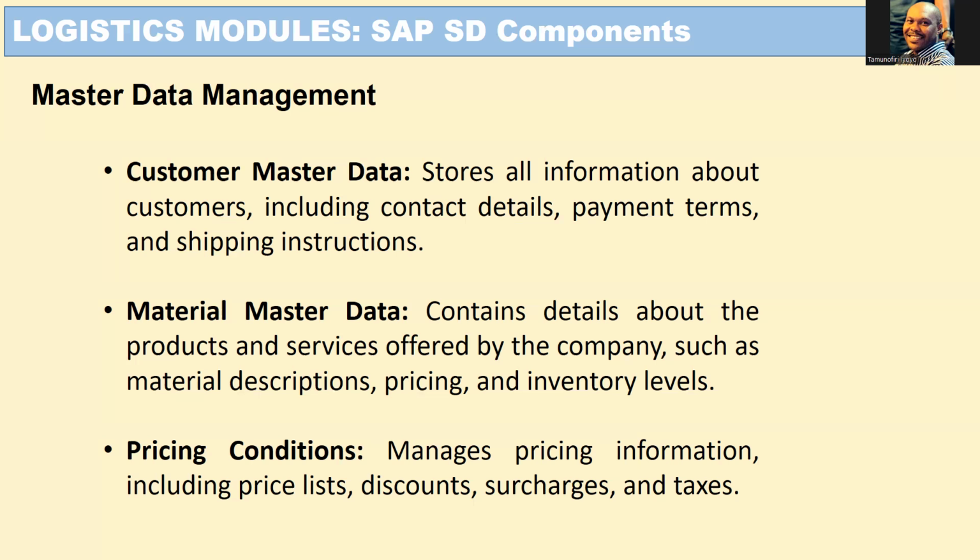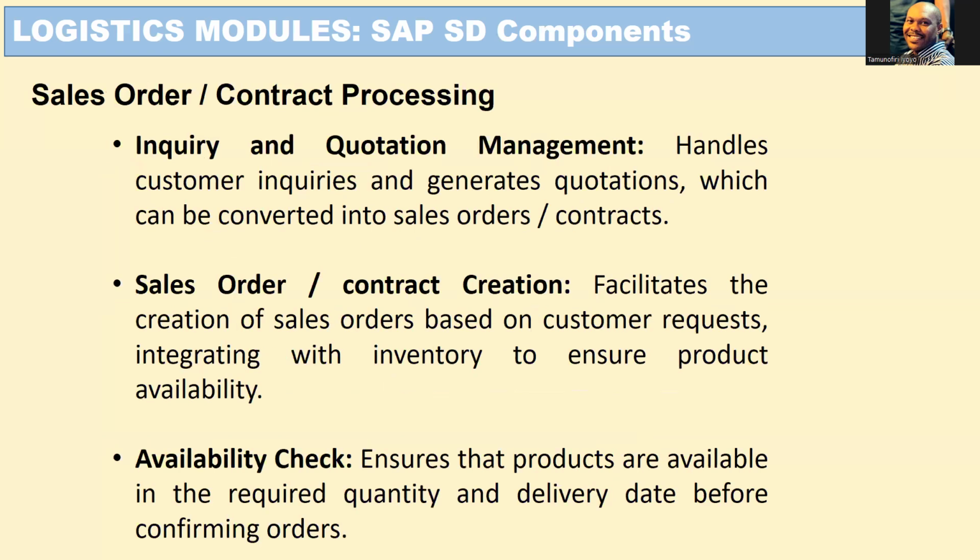Okay, the master data, now we are going to talk about the customer master, which stores all the information about customers, including contract details, payment terms, etc. Then there is the material master data, although this is a core component of the MM module, but without your material master, there is no way you can sell any product or services. Basically, it contains details about the products and services offered by the company. Then there is the pricing conditions, which manages pricing information, including price lists, discounts, charges, taxes, and what have you.